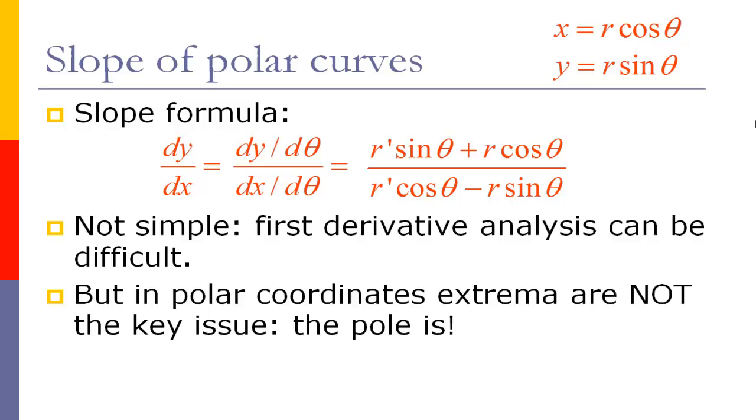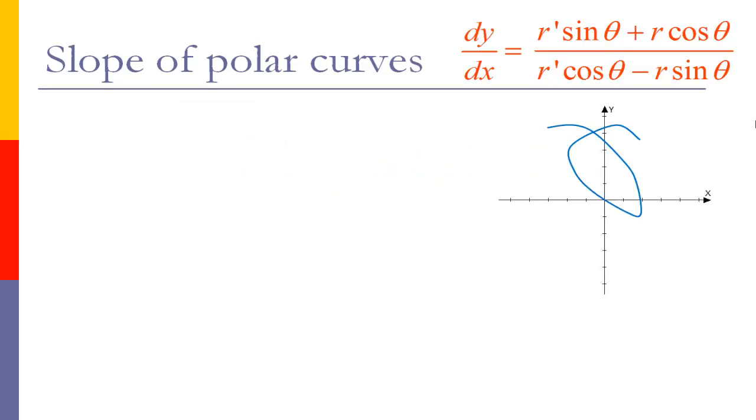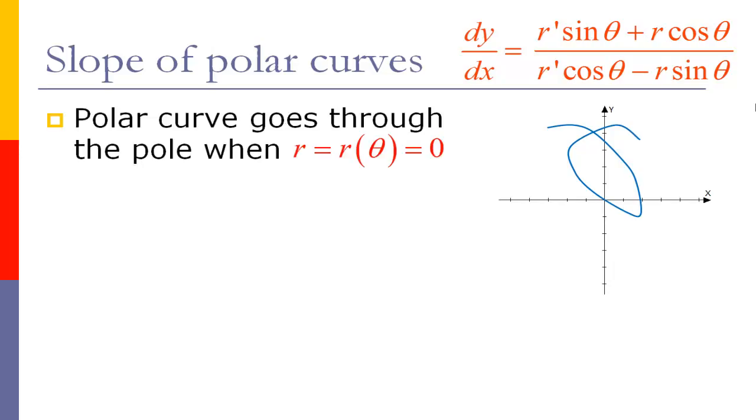So let's find out what happens when we're trying to find out what the slope becomes when a polar curve goes actually through the pole. Here is the formula on top, and let's consider this polar function. Let's say this polar function goes through the pole, as you can see there. So when does a polar curve go through the pole?